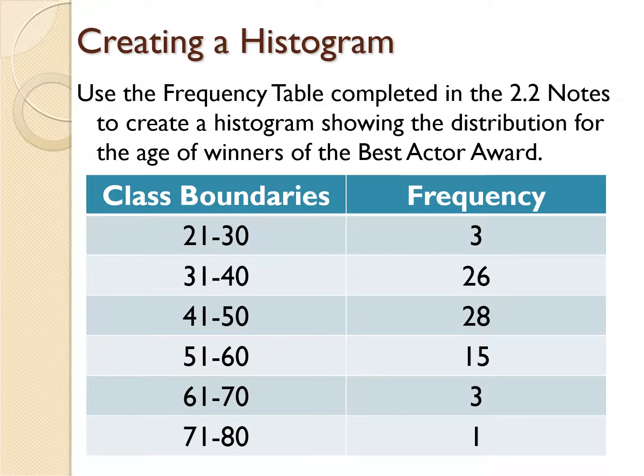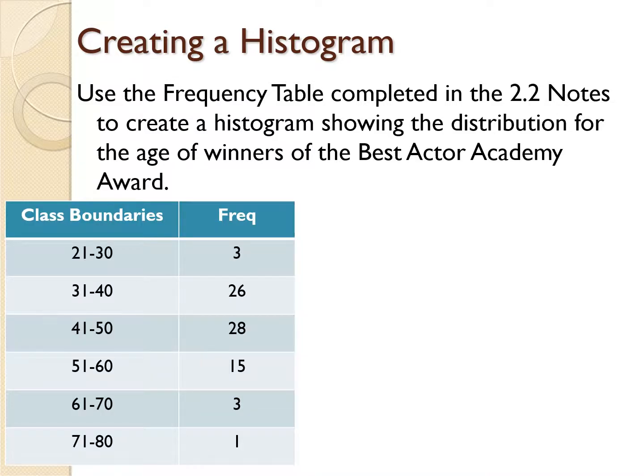Here we have another data set. In the last section we were dealing with the Best Actress Academy Award. In this data set we have the Best Actor Academy Award. We're going to use this to create a histogram and we're going to compare it to the Best Actress Academy Award. Now if you're following along in your notes, you'll see a place where you can create this histogram, but there's a few things I want to mention.